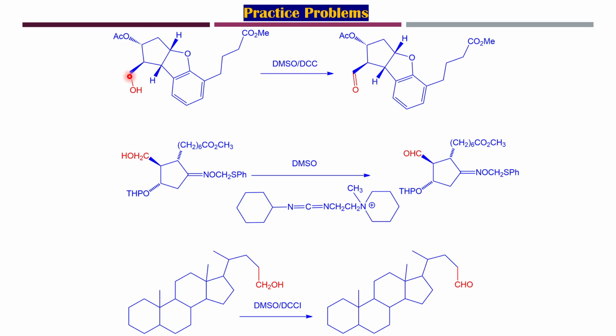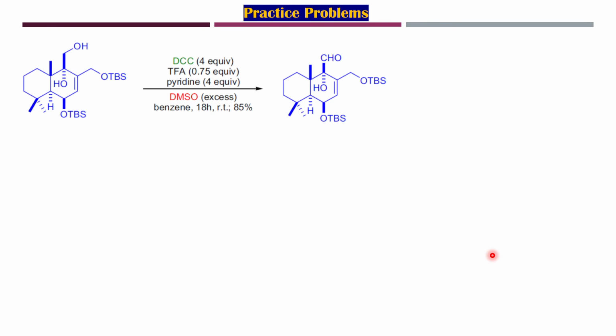Let's look at some practice problems again. Oxidation of primary to aldehyde, primary to aldehyde, primary to aldehyde. Here we have a tertiary, so this will not be touched. Primary is there, so it will convert to aldehyde, and so on.